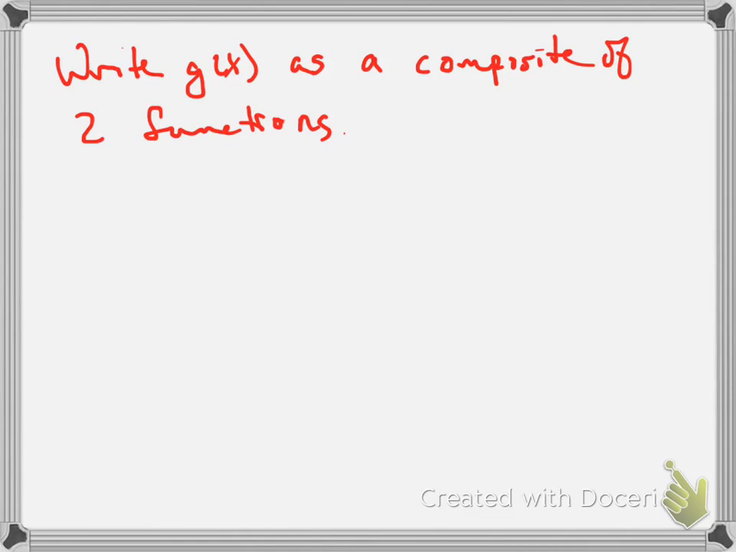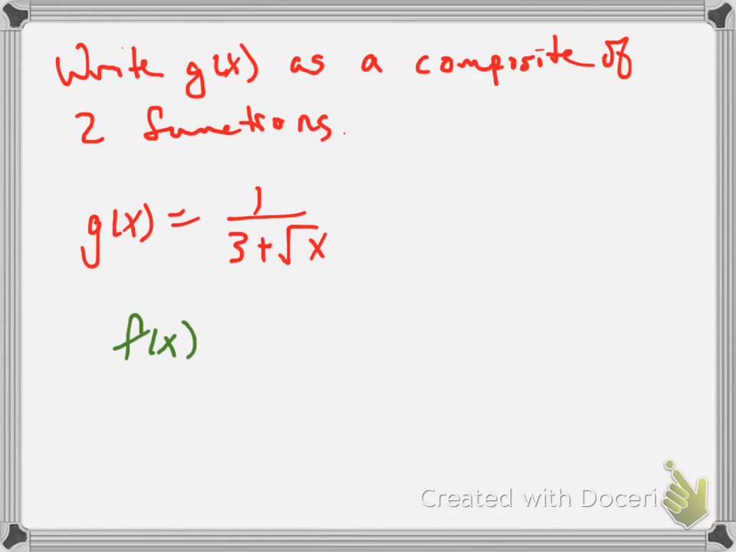Alright, they're going to say write g of x as a composite of two functions, and so let's say g of x equals 1 over 3 plus the square root of x. So to write this as a composite of two, I have to think of two different functions. I'll use f of x and h of x.